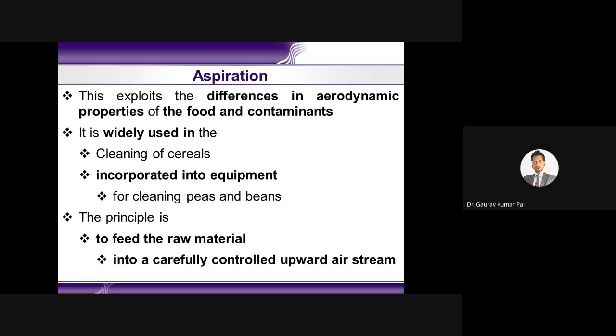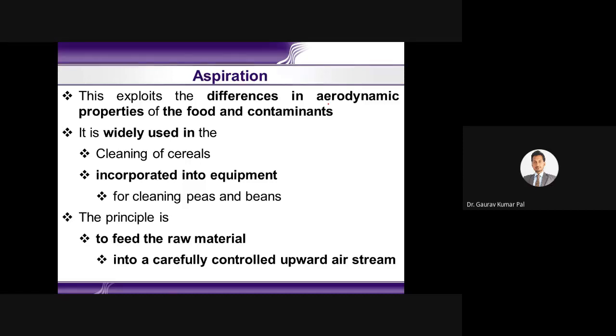So another method is aspiration methods, and aspiration methods is usually based on the aerodynamic properties of the food and contaminants. Whatever the difference in aerodynamic properties of the food and contaminants, on the basis of that, we are going to clean the different food materials and we are going to remove the contaminants with the help of aspiration methods. So it is widely used in the cleaning of cereals.